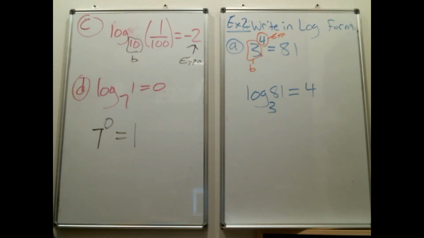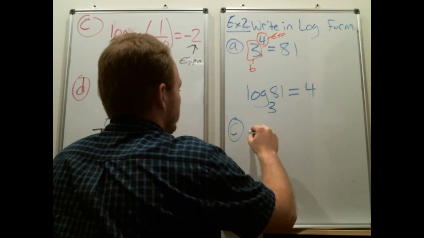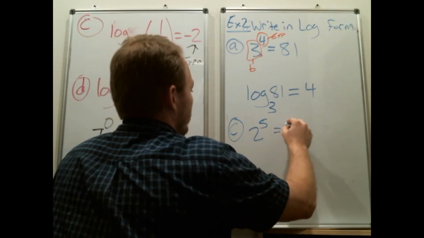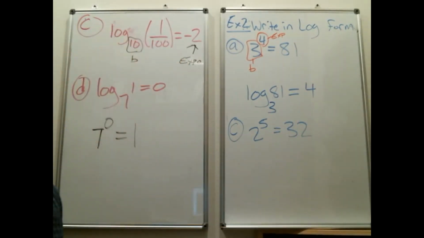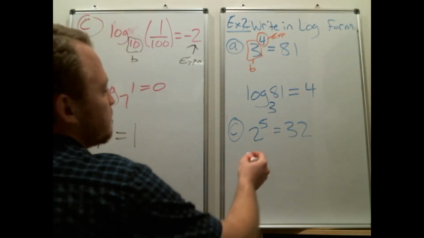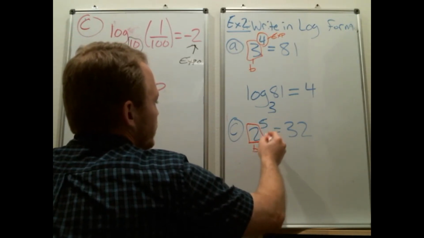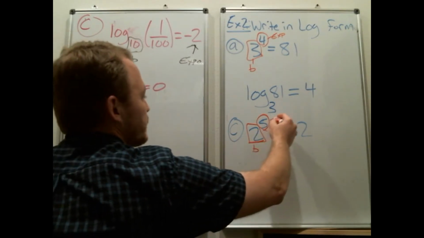Alright, give this one a try. When I write it, I want you to pause the video. Two to the fifth is equal to 32. Okay, pause the video and give it a try. Alright, so my base here is 2. And then 5 is my exponent.